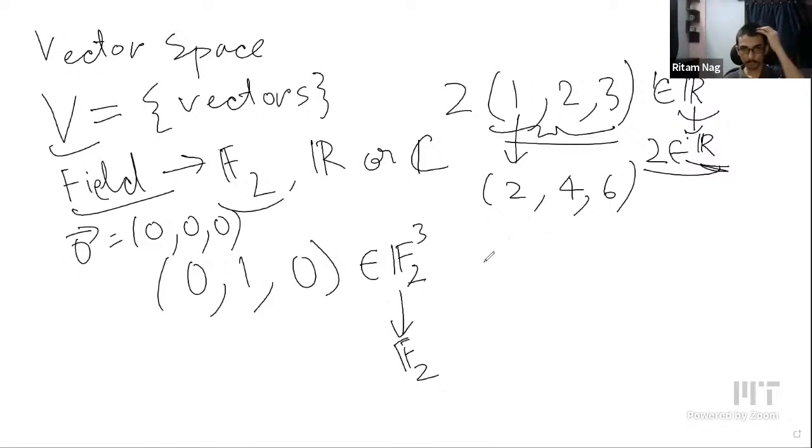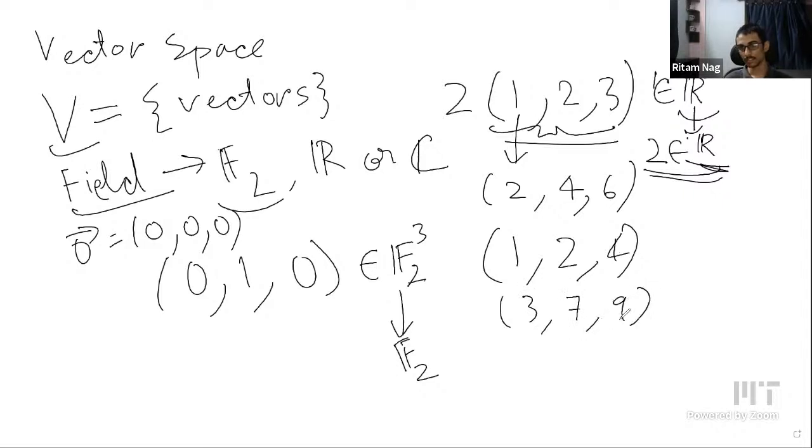So the ground field here is F2. You can stretch vectors by scalars and you can add vectors. So if you have 2 vectors 1, 2, 4 and 3, 7, 9, you can add them and get a new vector like 4, 9, 13. This is all straightforward stuff.